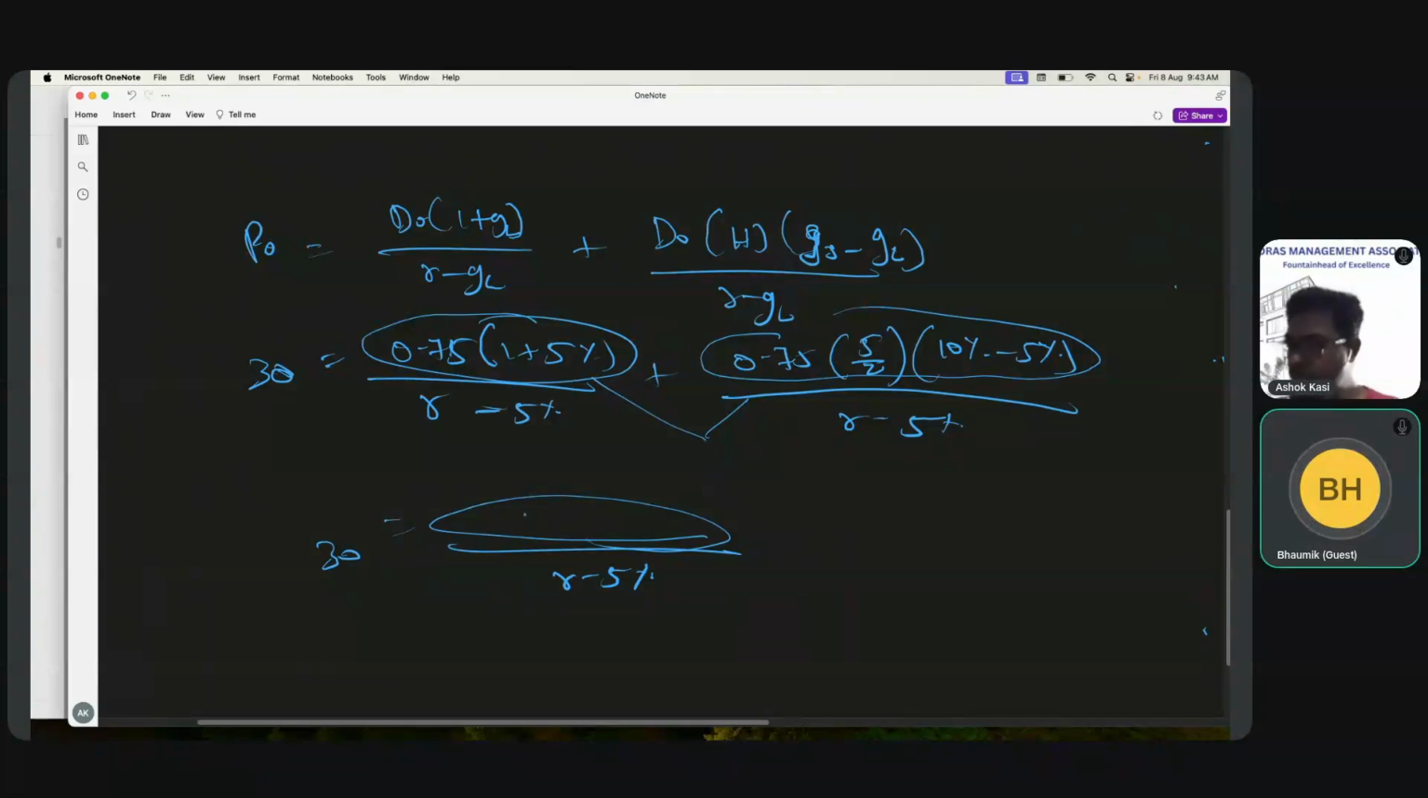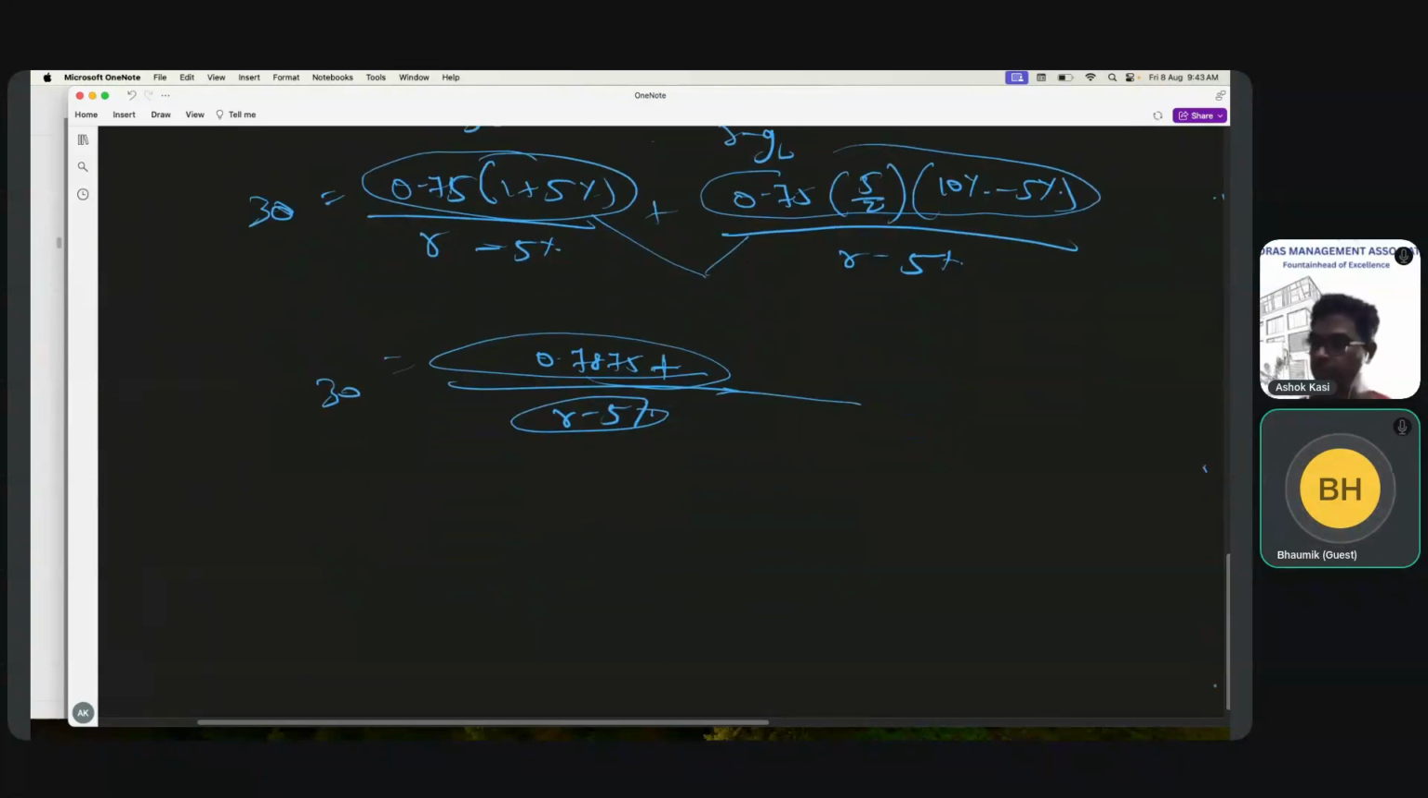How much did you get? Say it again. 0.7875 upon R minus 5 plus 9.375 upon R minus 5. No, numerator, have you added both? You take the LCM. Okay, I have to add both of the numerators. So by adding both of the numerators, I got 10.1625. Hmm. Further solve it.